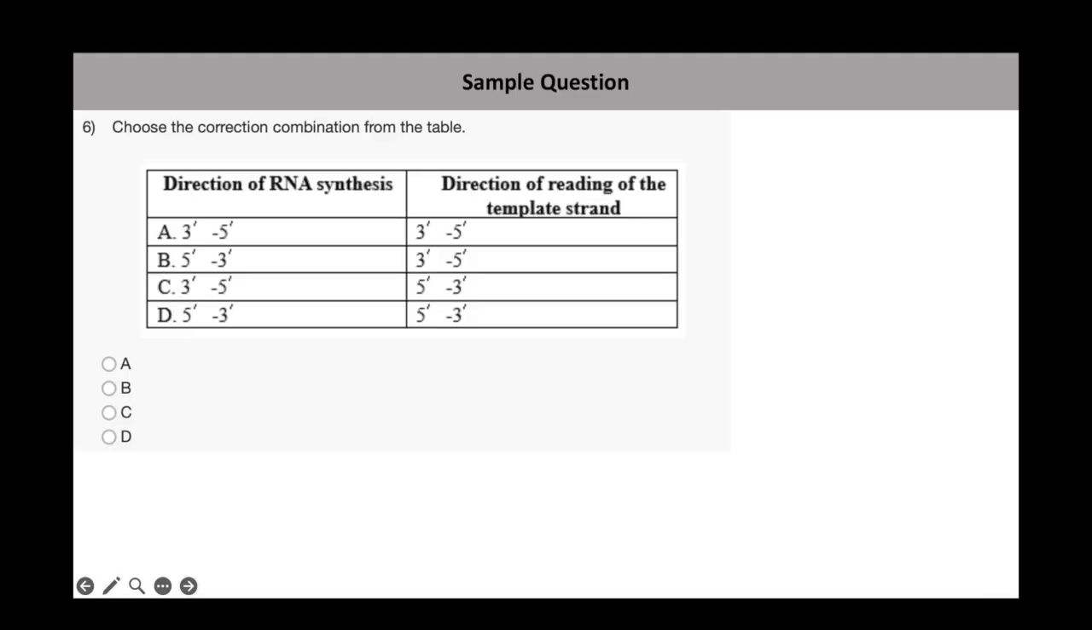Okay, so the next question is: choose the correct combination from this table. And it is very easy. It is talking about the direction of the mRNA synthesis and the direction of the reading strand of the template. It is a very easy question. You can try attempting it.